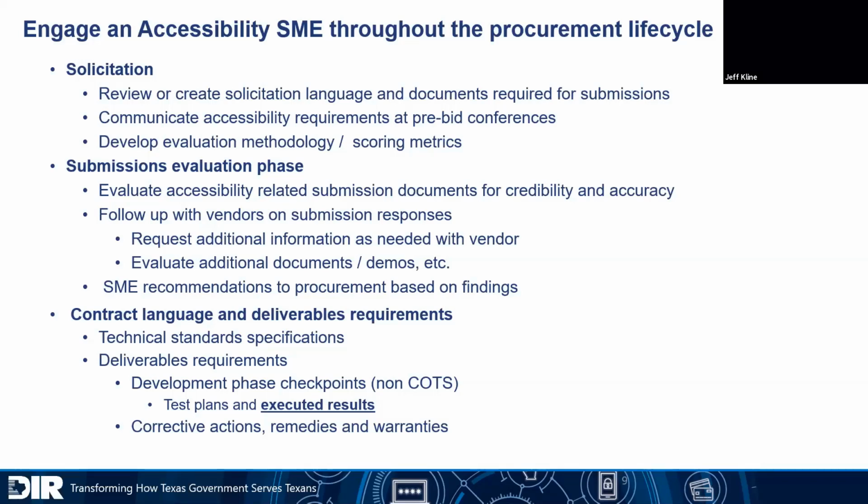Then in the contract language, make sure that you've got specific accessibility information in there and the requirements for the deliverables. Make sure the technical standards are in there. If it's a development project, make sure you've got some accessibility built into the checkpoints as things get developed. Review of test plans and the executed results, and then what the plans are for corrective actions, remedies, and warranties.